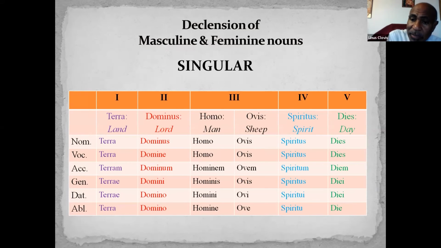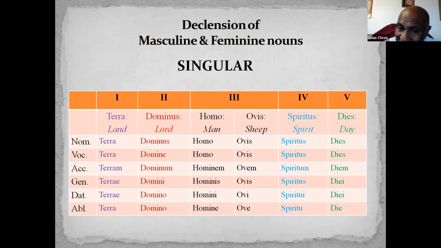The third declension, remember we said we have masculine, feminine, and neuter. Okay. So here we have the masculine and feminine because we're dealing with the declension of masculine and feminine nouns in the singular. So for the third declension, we have homo, which is man, and we have ovis, which is feminine, and that's sheep. So we're looking at homo. We have homo, homo, hominem, and then hominis, because if we look at the nominative and genitive, it's homo, hominis.